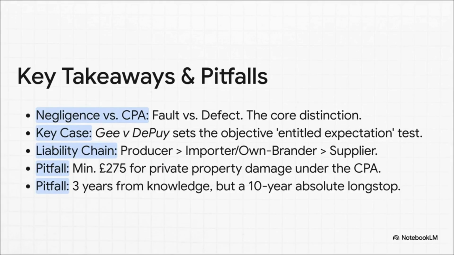So let's do a super quick recap. First, get this burned into your brain. Negligence is about fault. The CPA is about a defect. Second, the key case for defining a defect is G v. Dupuy. Third, remember that liability chain, producer first, then importer, then supplier. And watch out for those common pitfalls, that pesky £275 minimum for property damage and the strict 10-year cutoff for any claim. Nail these and you're in great shape.